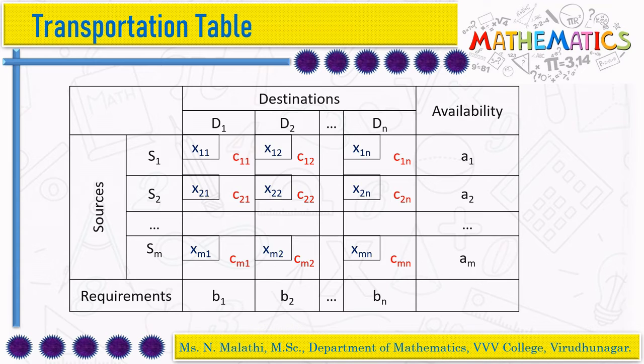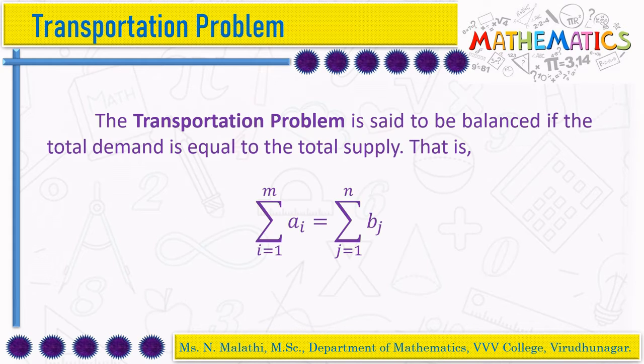Here Cij represents the cost of transporting one unit from the ith source to the jth destination, and Xij denotes the number of units to be transported from the ith source to the jth destination. A transportation problem is said to be balanced if the total demand is equal to the total supply, that is, summation Ai equals summation Bj.